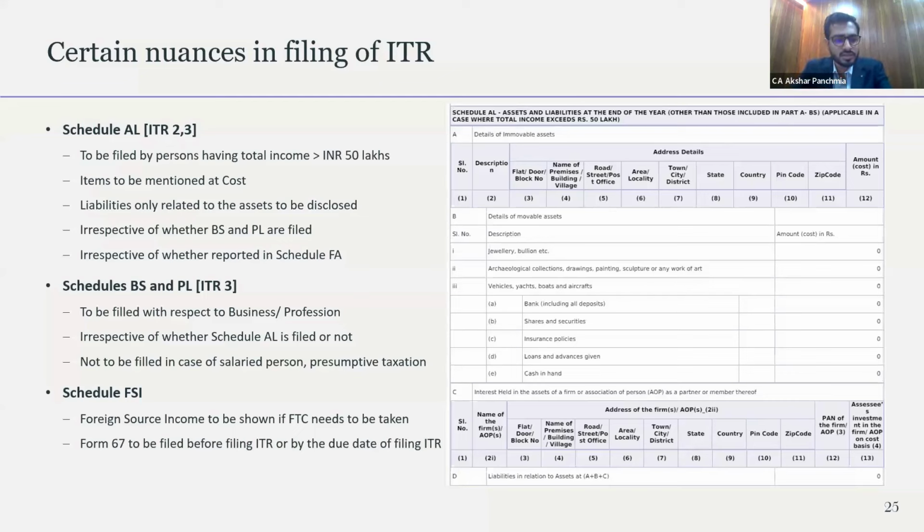Where your ITR 3 is concerned, you have to file your balance sheet and P&L in case you are not taking presumptive taxation or are not a salaried person. This is to be done whether or not you have to file your Schedule AL.